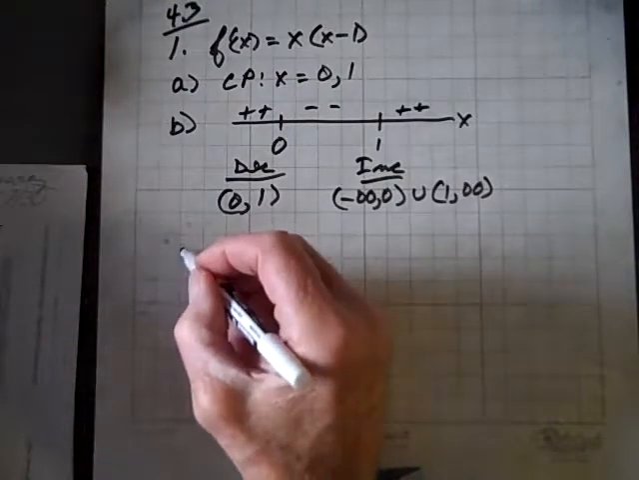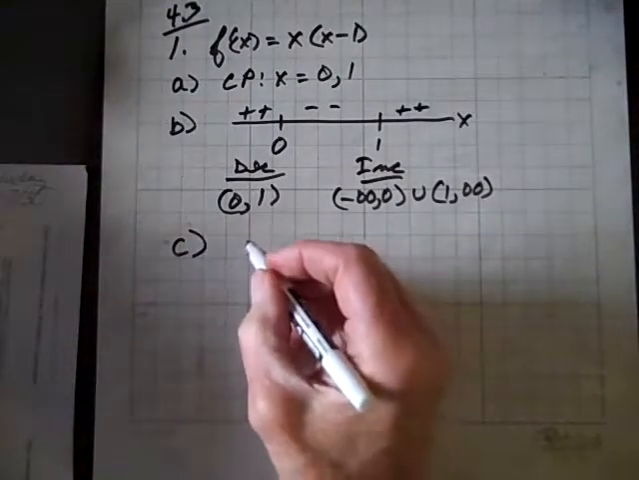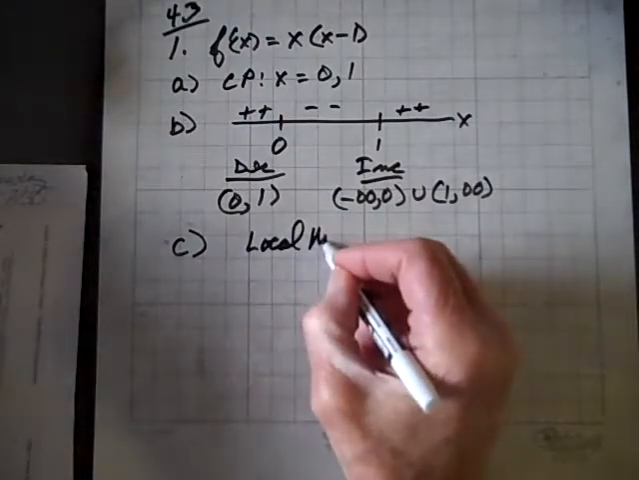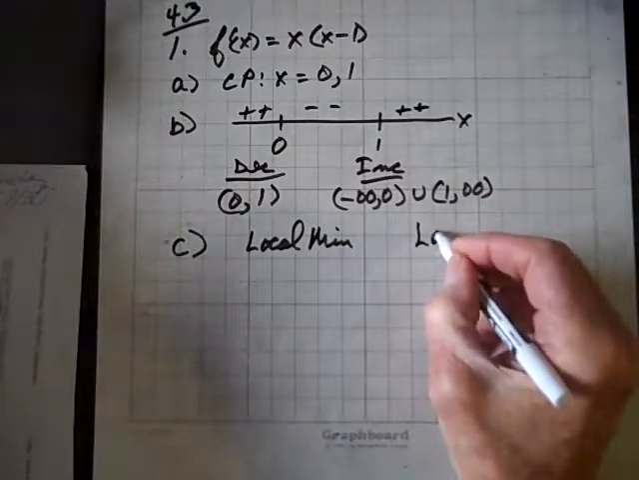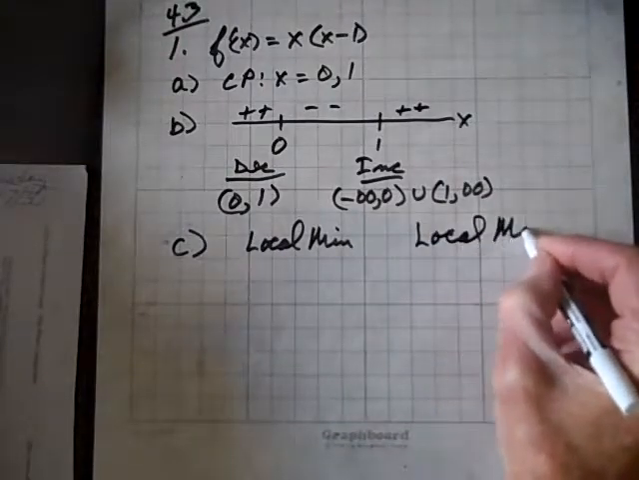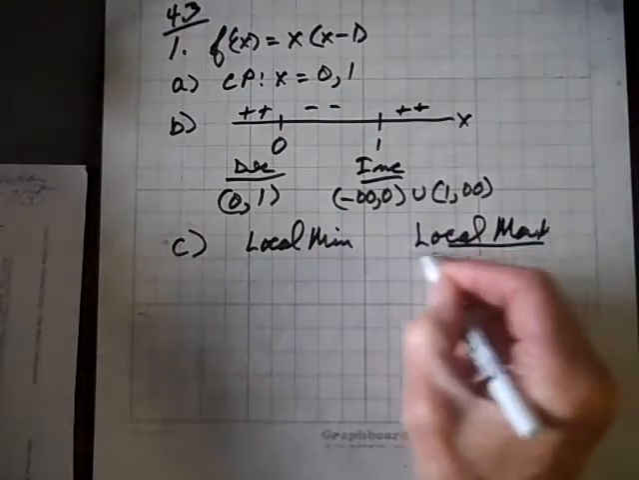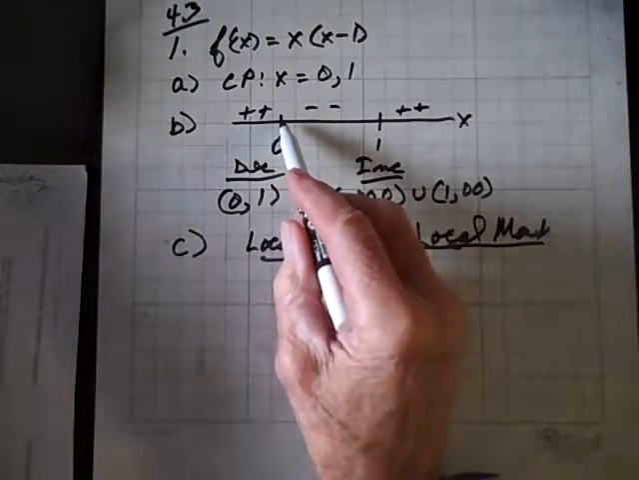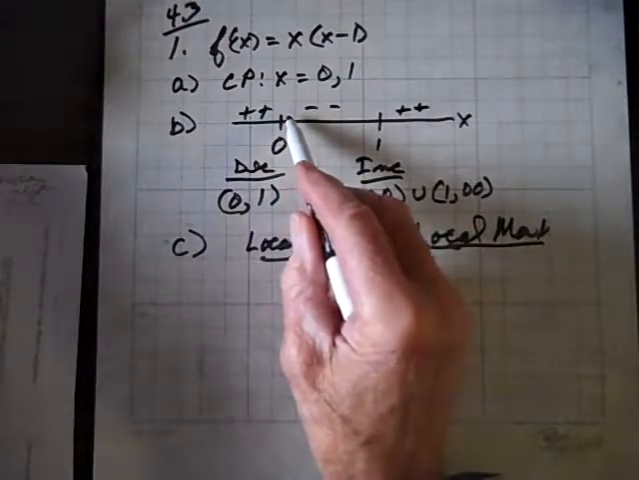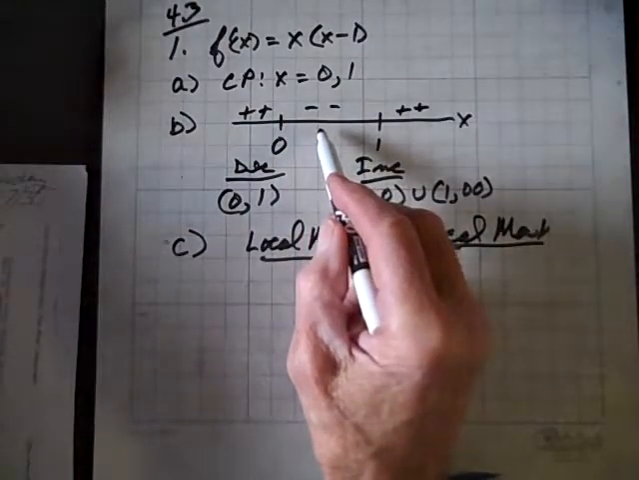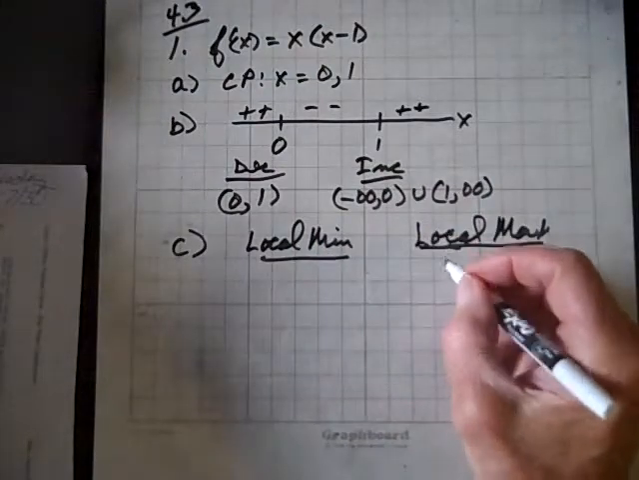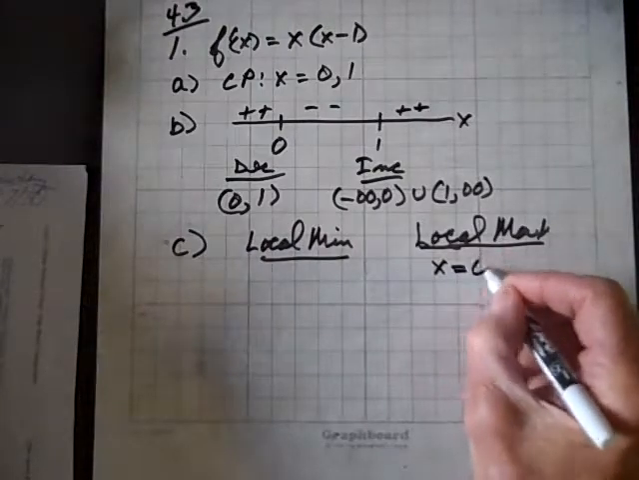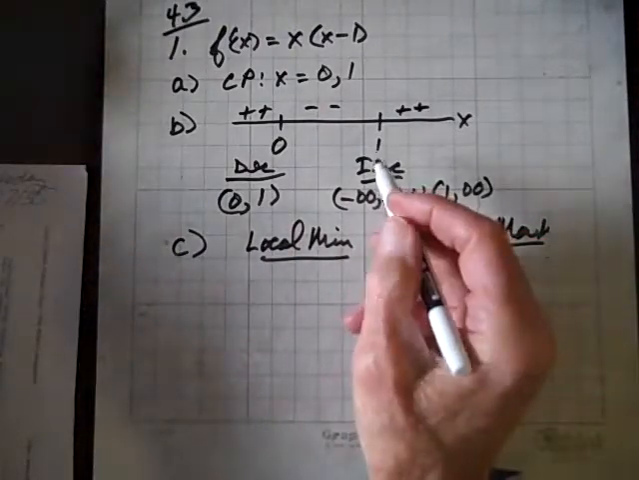So, C, a local min and local max. Okay, well notice, as we approach 0, we're going uphill, and as we leave 0, the slope is downhill, so 0 must be a max. So at x equals 0, we must have a local max, by the way.